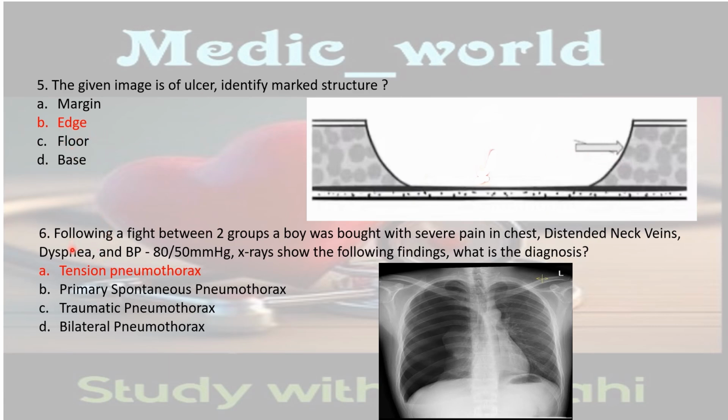Next question. Following a fight between two groups, a boy was brought with severe chest pain, distended neck veins, dyspnea, and BP 80 by 50 mmHg. X-ray shows the following findings. What is the diagnosis? Here the diagnosis is tension pneumothorax.